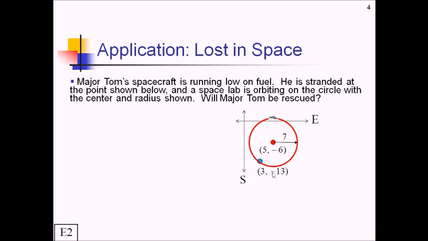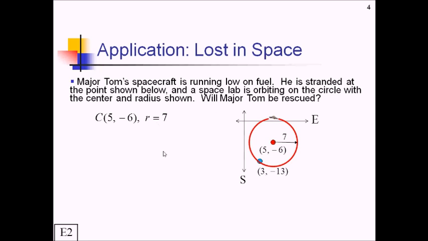Now, it kind of looks like he's on that circle that space lab's orbiting on. But we're in space, right? I mean, maybe this is like 500,000 miles. I mean, who even knows? So it'd be nice to know if he's exactly on that circle and is going to be rescued. How can we figure out if a point is on a circle? Well, first we need the equation of a circle. So pause the video and find the equation of a circle with these properties.